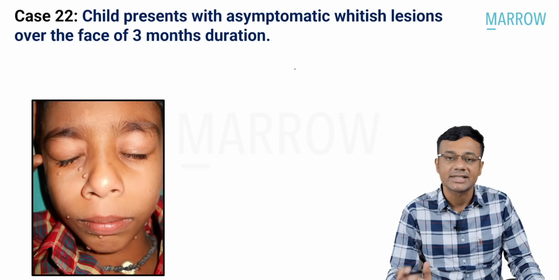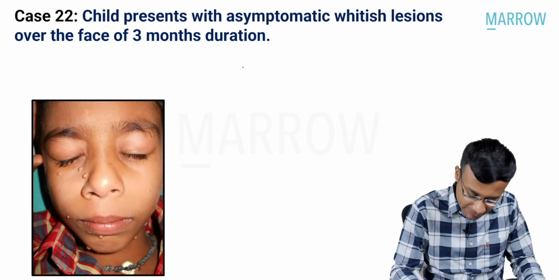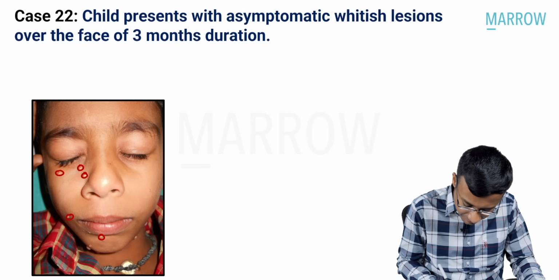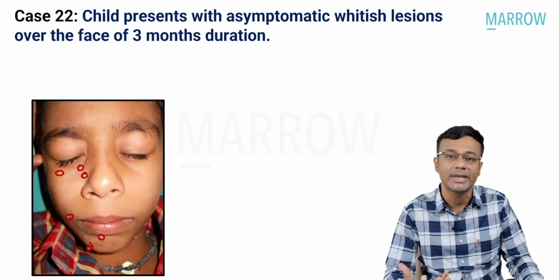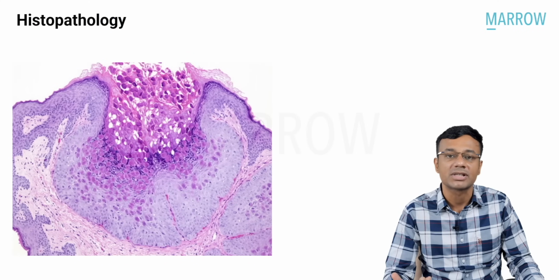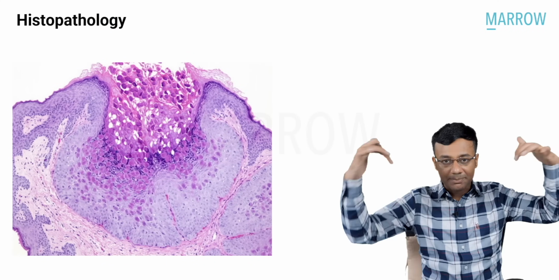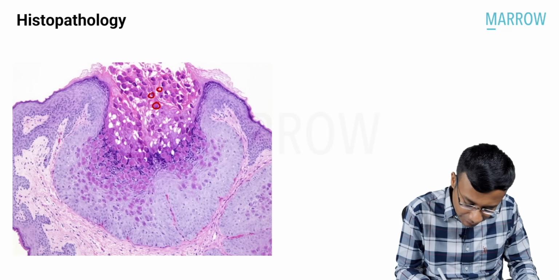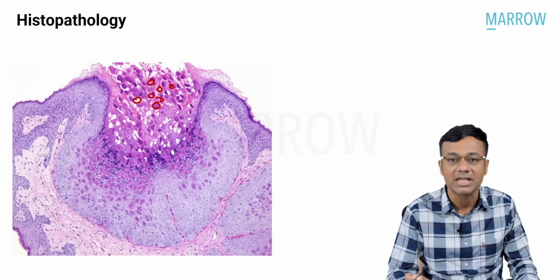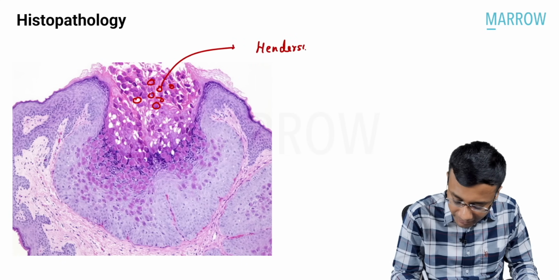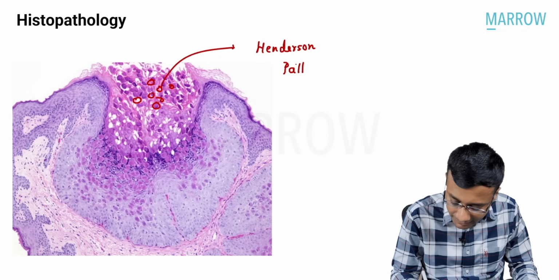The next case is a child who presents with asymptomatic whitish lesions. We can see these asymptomatic pearly white dome-shaped lesions, which occasionally can have central umbilication as well. So this condition is molluscum contagiosum. And when we take a biopsy of molluscum contagiosum, what do we see? We see a cup-shaped invagination of the epidermis into the dermis. And we see multiple eosinophilic intracytoplasmic bodies. These bodies are called Henderson-Patterson bodies.